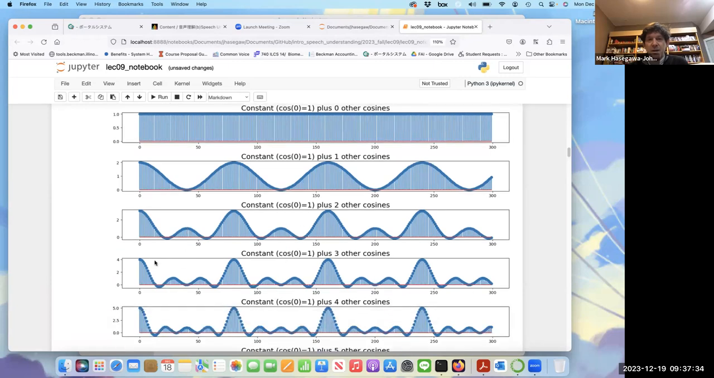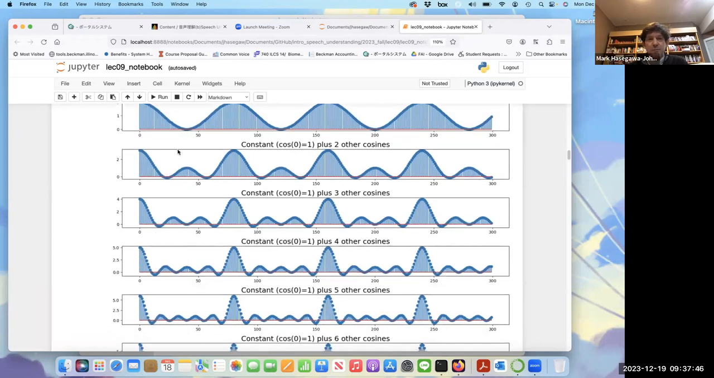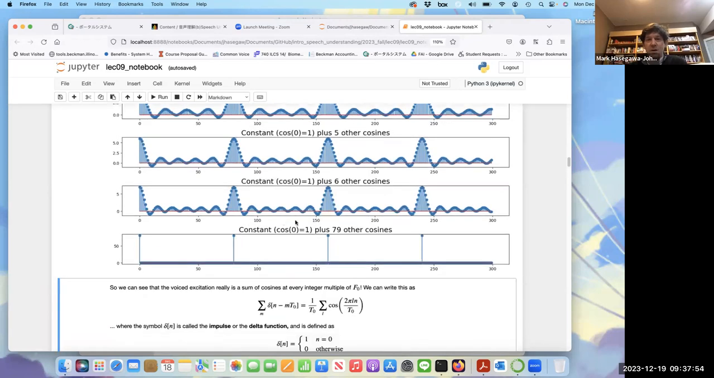The third harmonic has 0 plus 1 plus 2 plus 3. And so you can see that we have three bumps every pitch period because the third harmonic has been added. The fourth one has 0 plus 1 plus 2 plus 3 plus 4, and so on. And if we keep adding in cosines, 4, 5, 6 cosines all added together, eventually when I add together 80 cosines, 79 cosines plus a constant, we get back again this impulse.